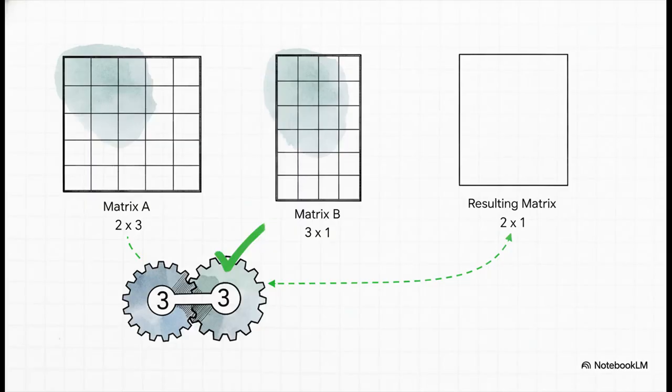All right, let's try a different one, just to prove this works for any shape. Here, matrix A is a 2 by 3, and B is a 3 by 1. First, the check. Do the inner numbers match? Yep, 3 and 3. We're good. And what will the answer look like? It's going to be the outer numbers, a 2 by 1 matrix, just a tall, skinny one.